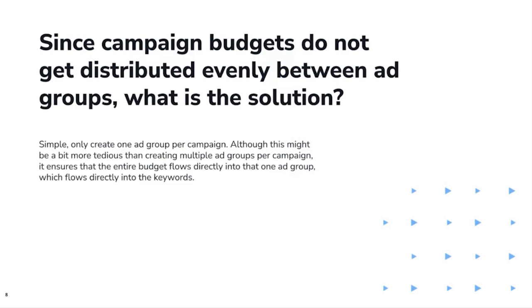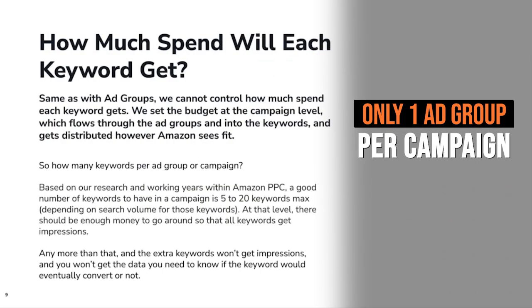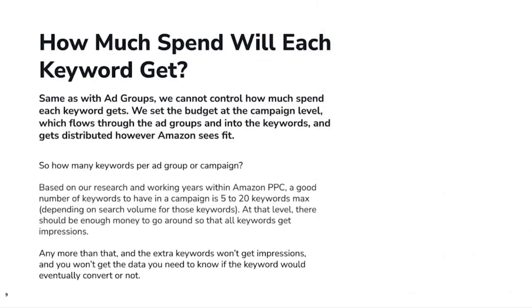Since we don't really have control over the budgets and they're not evenly spread across different ad groups, what's the answer? Pretty simple, and it's something that you've heard me say repeatedly if you watch any of my other videos. We're going into more depth on why here, but the answer is simple. Really just create only one ad group per campaign. That way you don't have to worry about where the money is being split up and how it's being spent.